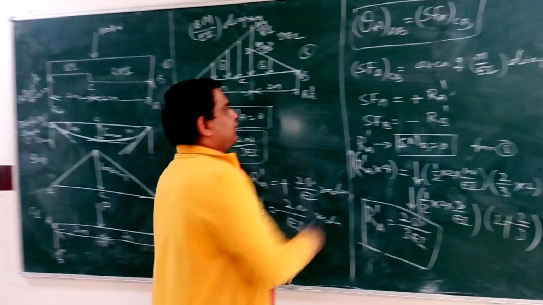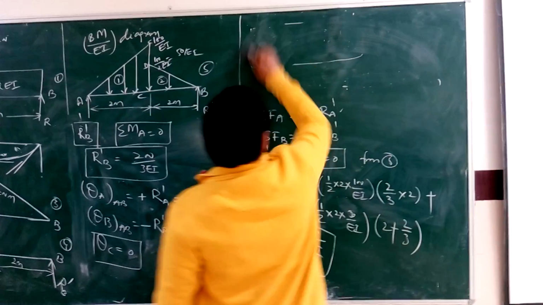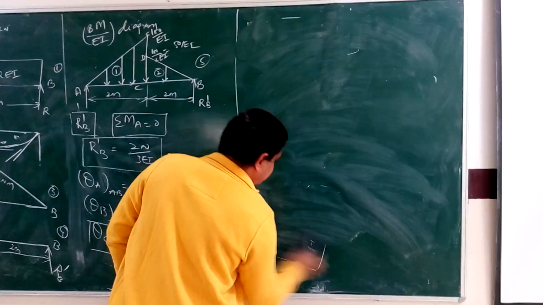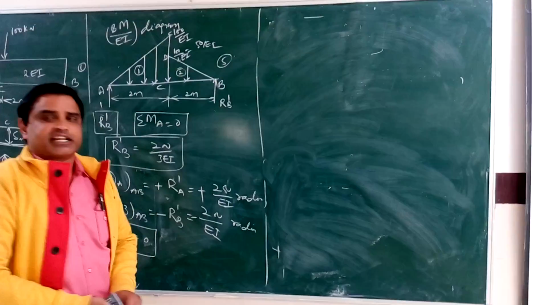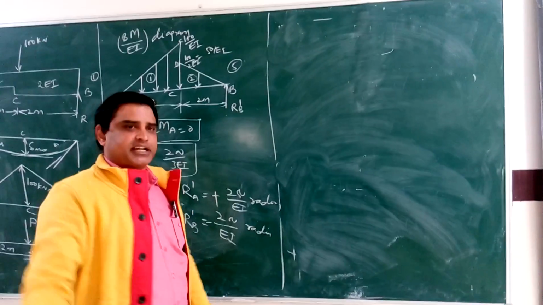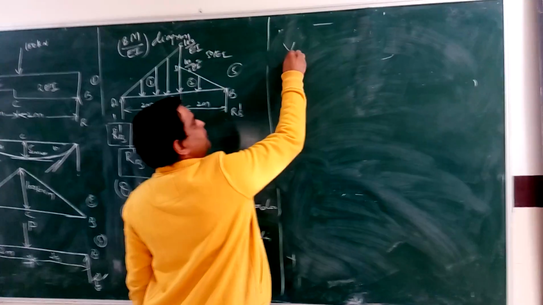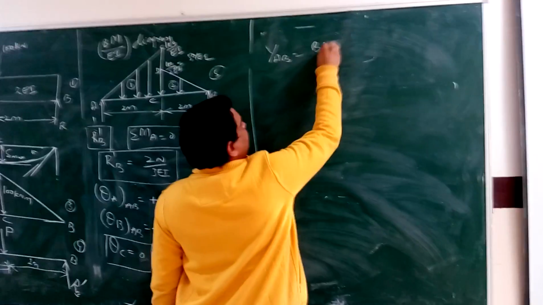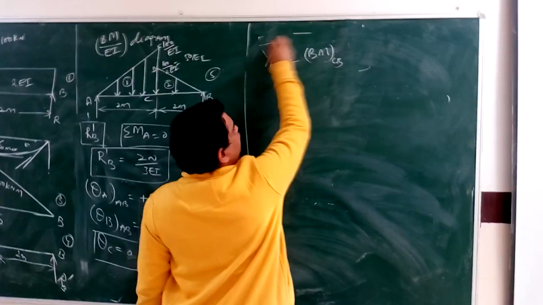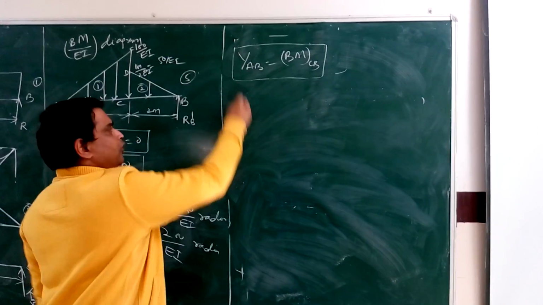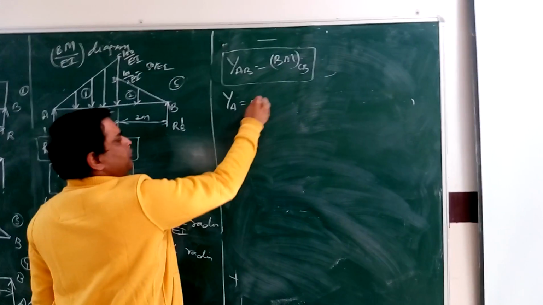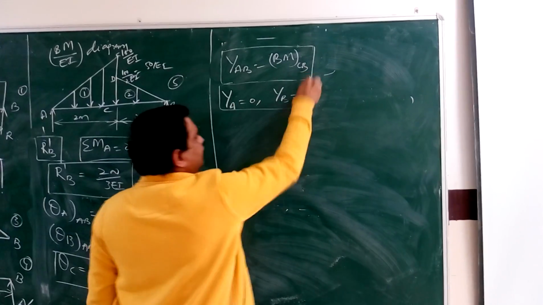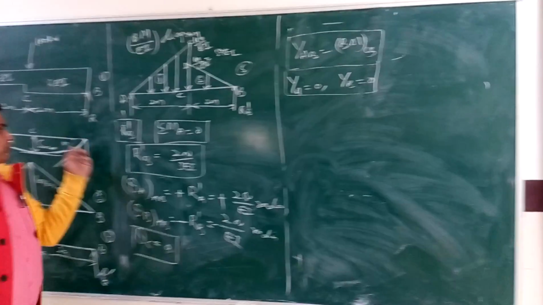And now we have to calculate the deflection at A and the deflection at B. Deflection by the conjugate beam method is found from the second theorem of the conjugate beam method. By the second theorem, the deflection of the actual beam is the bending moment of the conjugate beam. We know that in a simply supported beam there will be no deflection at the left support and no deflection at the right support.